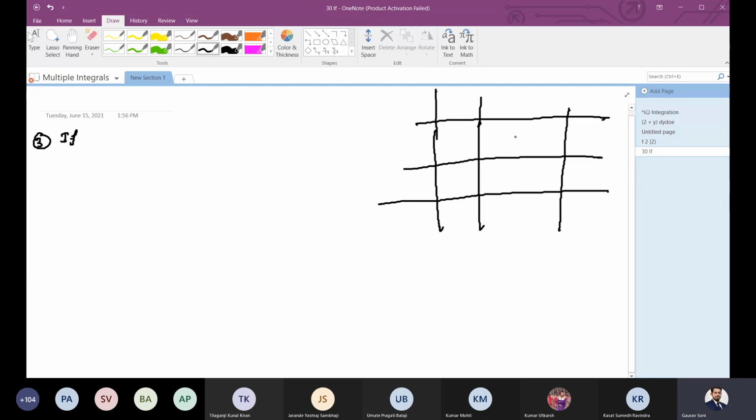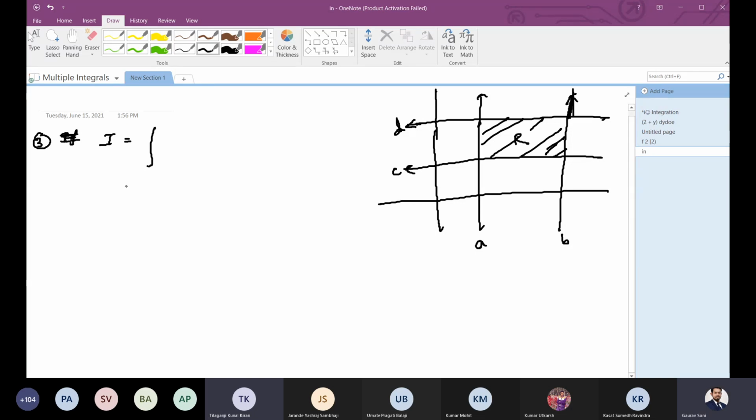This is the region R over which we need to integrate. This is A, this is B, this is C, this is D. What can you say about the integration? What will be the limits, sir? It doesn't matter here, because whatever you take, you'll get the constant as the answer.